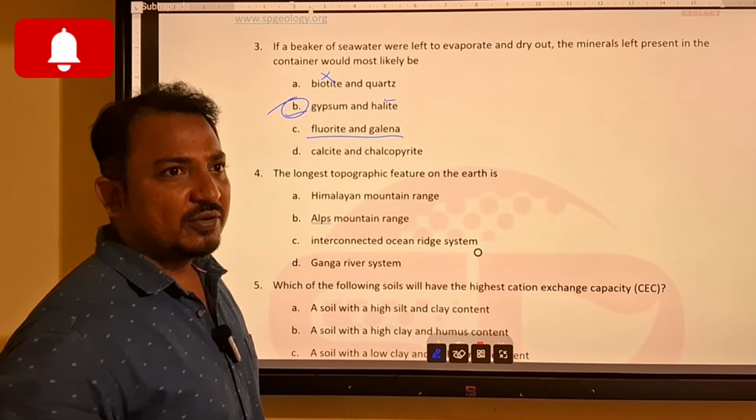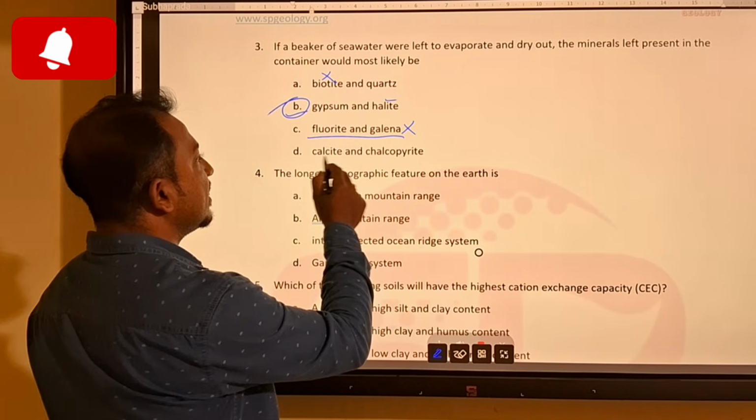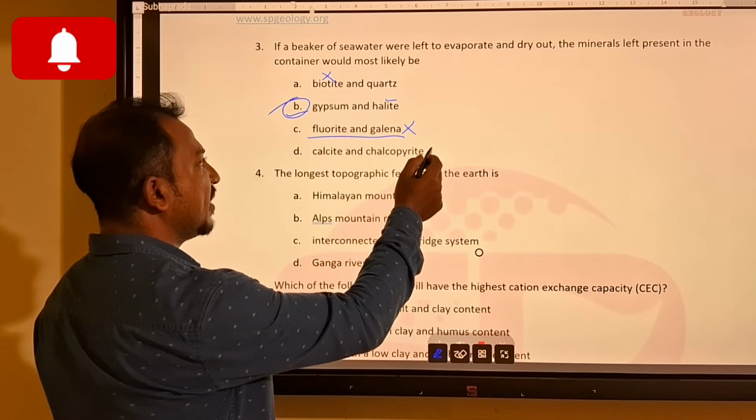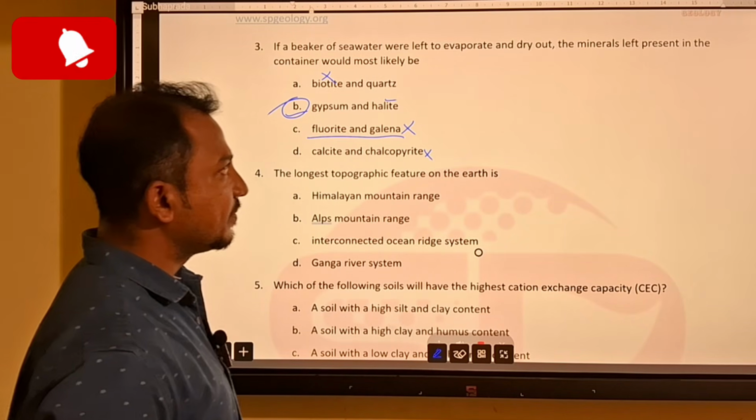Fluorite and galena are not produced from seawater this way, but by hydrothermal process, so that is not correct. Calcite may be produced, but chalcopyrite is produced by hydrothermal process. The answer will be gypsum and halite.